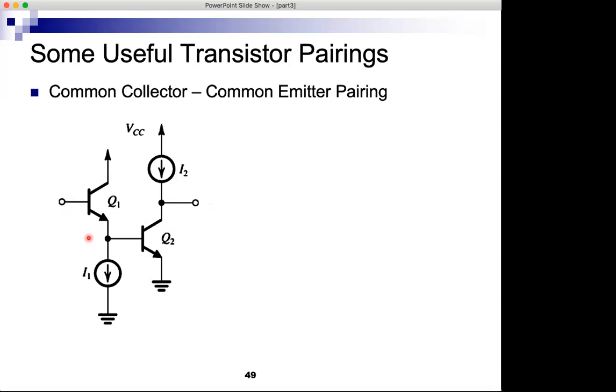What about bandwidth? Actually, this amplifier has a big advantage over the common emitter in bandwidth. In the common emitter amplifier, the capacitor that created the problem for bandwidth was this capacitor, CMU2.